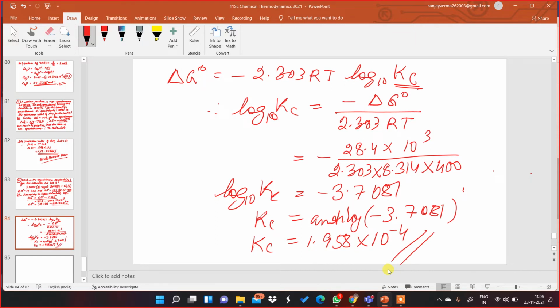It is a low value. It's not a high value. That means the reaction is not feasible, not so spontaneous. Okay. It is at equilibrium. So that's the answer for the equilibrium constant. So that is the fourth question for today.